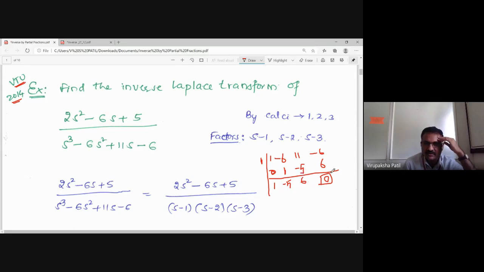Then if the last term at the end becomes 0, then we say that, here I'll write, s is equal to 1 is one of the roots. s is equal to 1 is one of the roots means, you take this one to this side, s minus 1 is one of the factors of this.